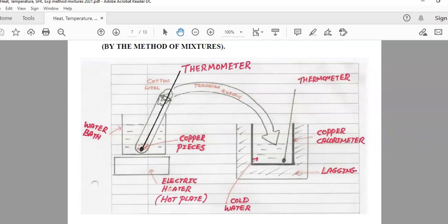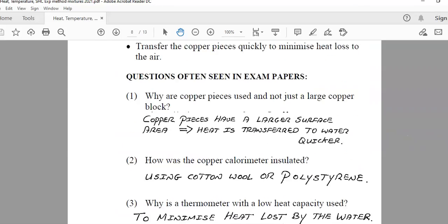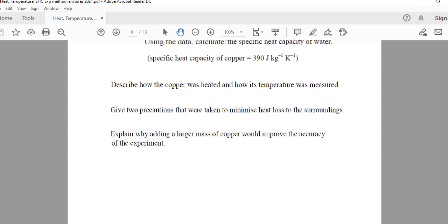So my answer to that little part there would be something like the final part there of the question. If you use a larger mass of copper, that will cause a larger rise in temperature of the water, and that will reduce a certain kind of error.